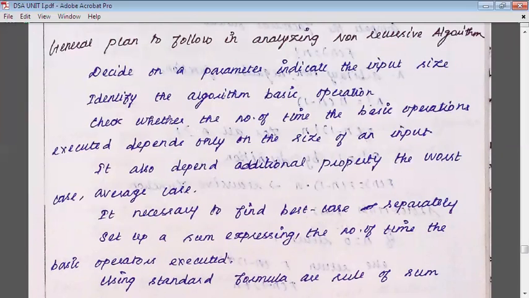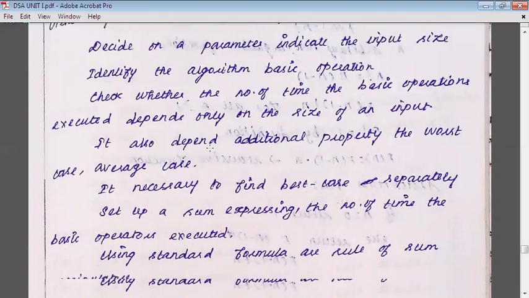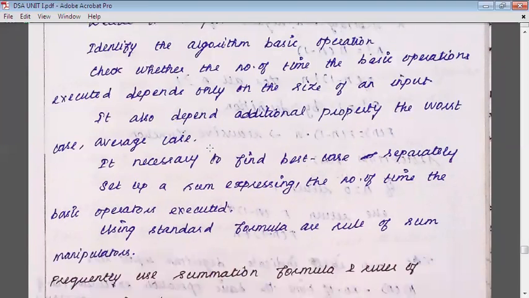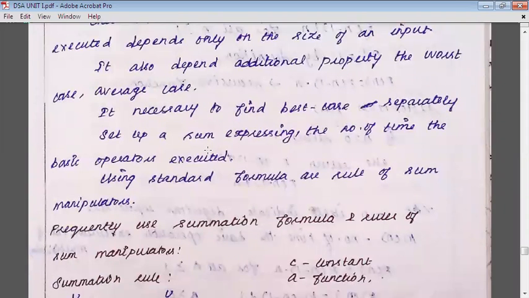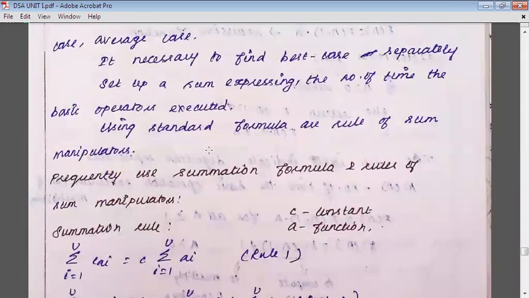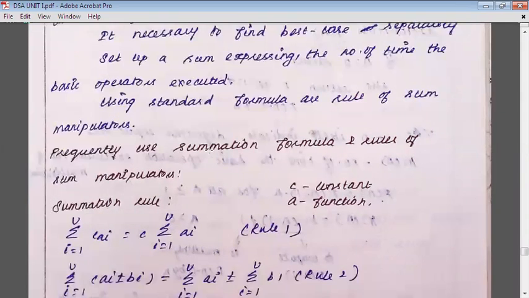Next, set up a sum expressing the number of times the basic operation is executed, using standard formulas and rules of sum manipulation, as used in the general analysis of non-recursive algorithms. Frequently use the summation formula and rules of sum manipulation. So here C is a function, summation 2.